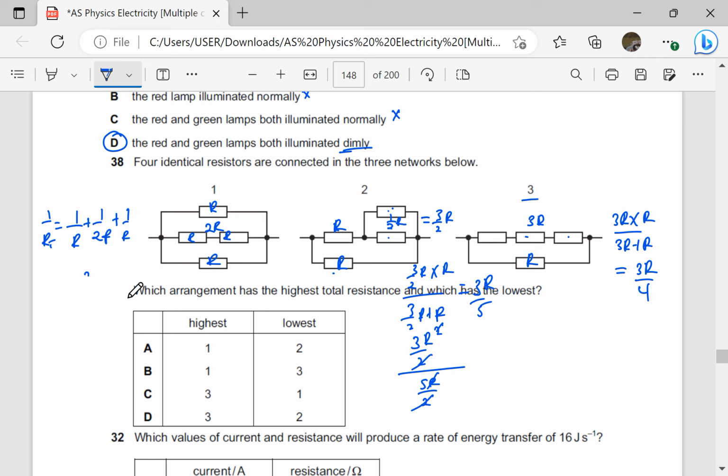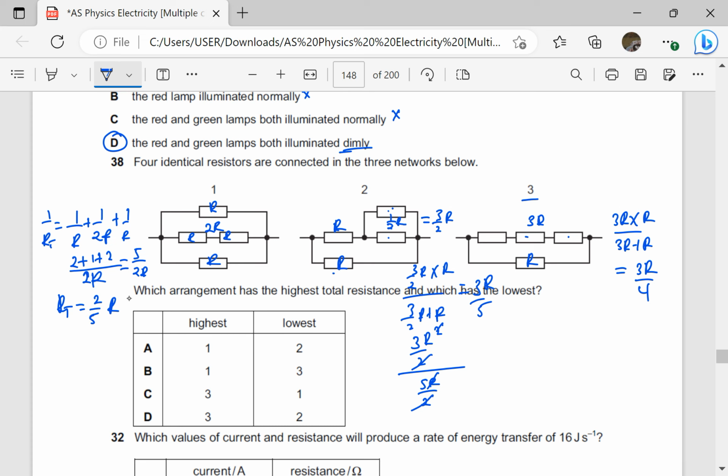LCM here is 2R. 2R divided by R, that is 2, plus 1 plus 2, which gives me 5 over 2R. Then I get the reciprocal. R total is going to be 2R over 5. I think 2 over 5 is the smallest. You can check with the calculator. And I think 3 over 4 is the largest.